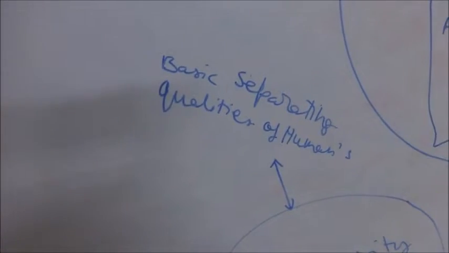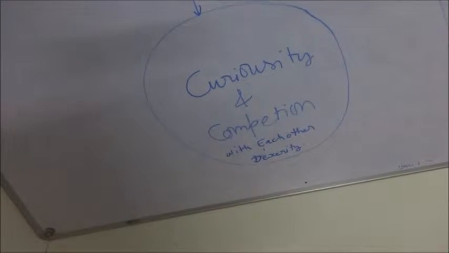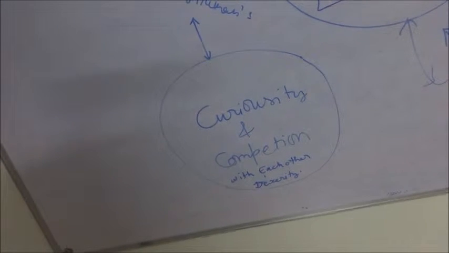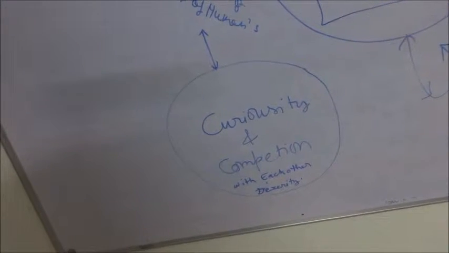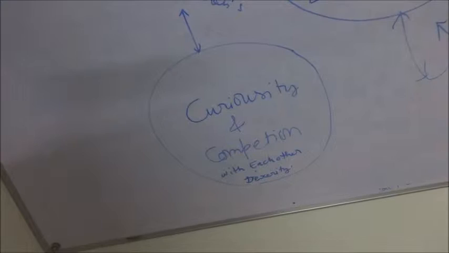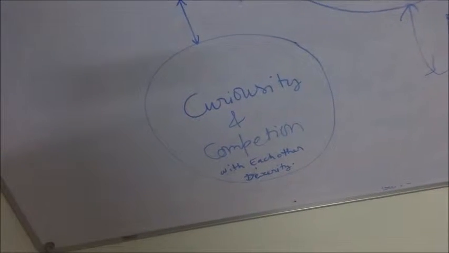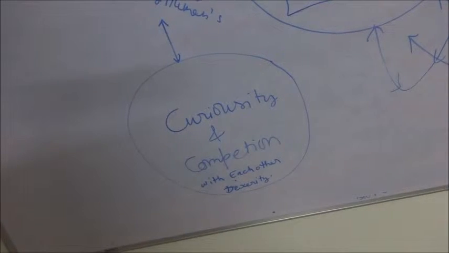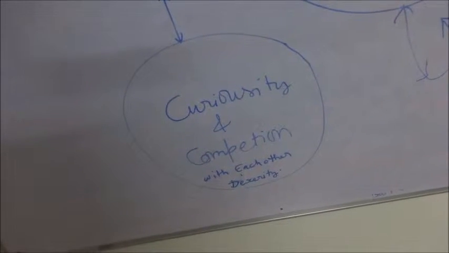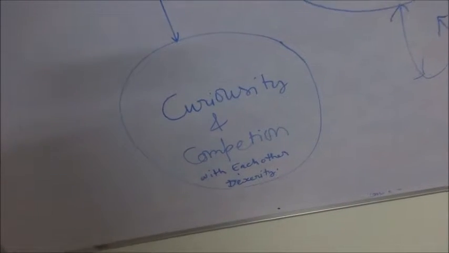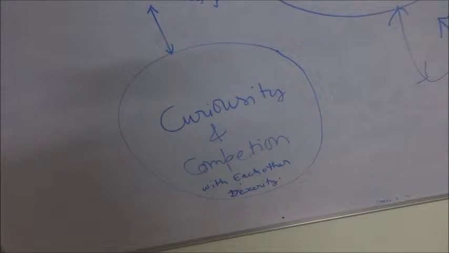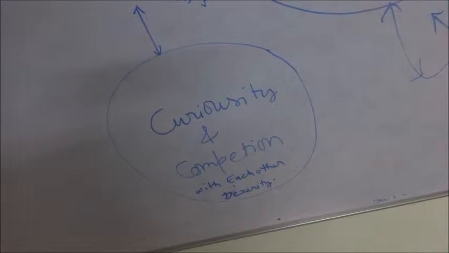Basic separating qualities of humans: curiosity, competition with each other and dexterity. So when they are intelligent, it helps them in being curious. They also compete with each other, and when they plan something, they can execute it with dexterity. It includes dexterity of mind, planning, and also dexterity of limbs. Okay, aiming, shooting, swimming, etc.